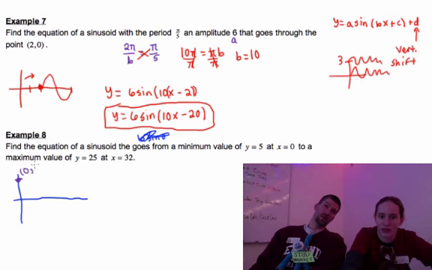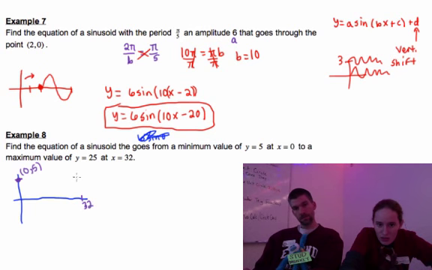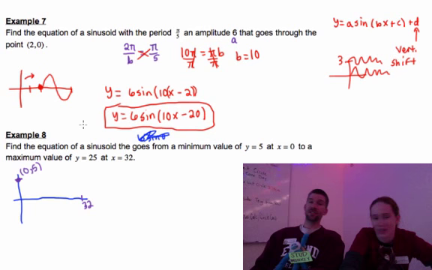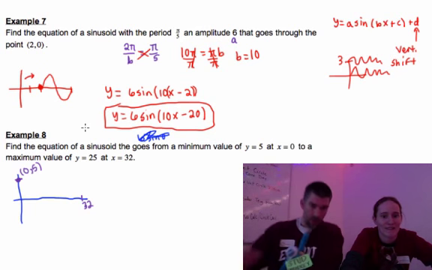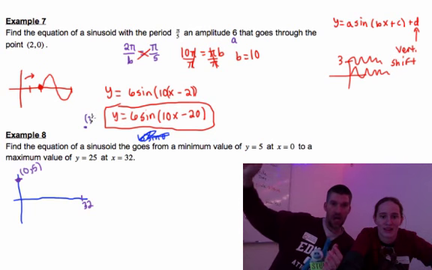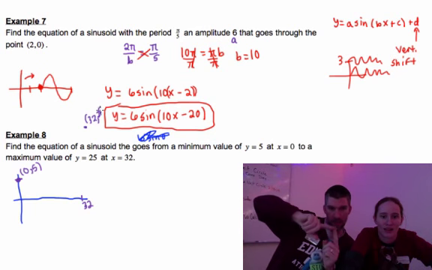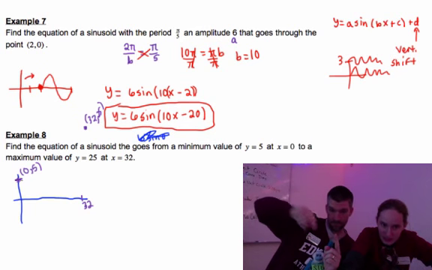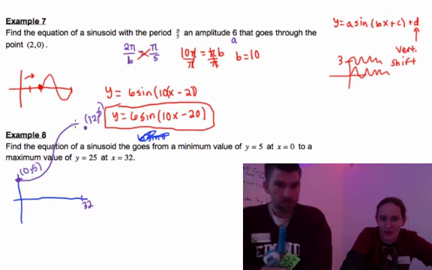We've got this point (0, 5) that we know about, and we've got this point over here at x equals 32, y equals 25. My scale's a little off here, but that's okay. Go ahead and draw it. We're going to start low and finish high, like that part right there. It tells us that this is a minimum and that this is a maximum.